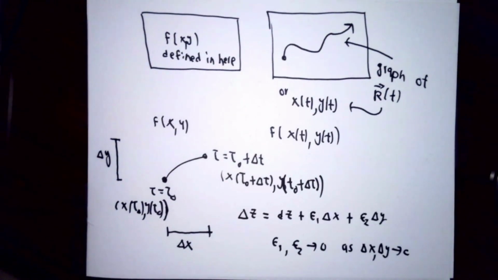If I assume that function f is differentiable, though, I do know something. I know that delta z is dz plus epsilon 1 delta x plus epsilon 2 delta y, and epsilon 1 and epsilon 2 both tend to 0, as delta x and delta y tend to 0. And because of the comment that we just made a moment ago, epsilon 1 and epsilon 2 will tend to 0 when delta t tends to 0 as well.